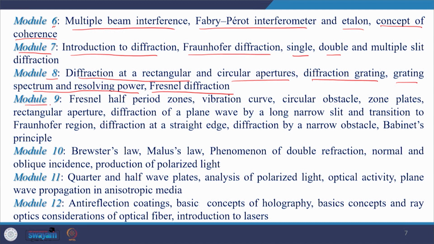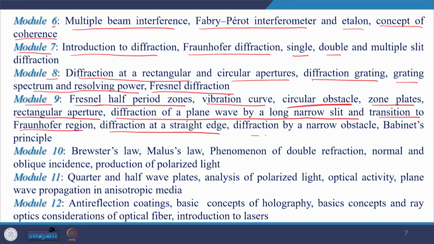In module 9, we will continue with the Fresnel diffraction, and here we will learn about Fresnel half period zones, vibration curve, diffraction through circular obstacle, then the concept of zone plates would be introduced, then diffraction through rectangular aperture would be talked about, then diffraction of a plane wave by long narrow slit and transition to the Fraunhofer regime, then diffraction at a straight edge, diffraction by a narrow obstacle, and at last Babinet principle.